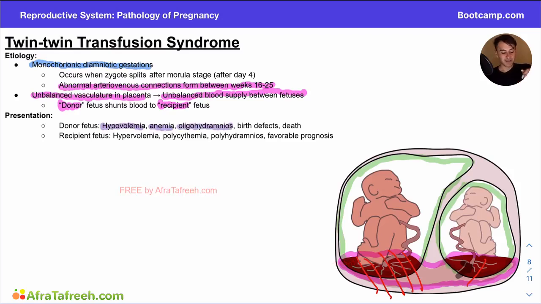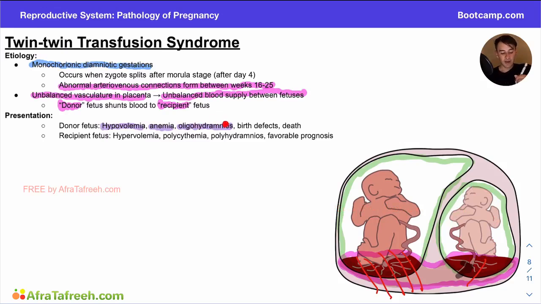Let's talk about this, right? So hypovolemia makes sense, right? All of this person's fluid is going to this person over here. And then anemia also makes sense. All the blood is going over to this one, so we can see that this fetus is quite pale. It doesn't have a really good blood supply, and so it's going to be anemic.